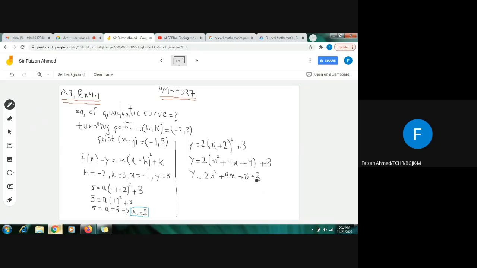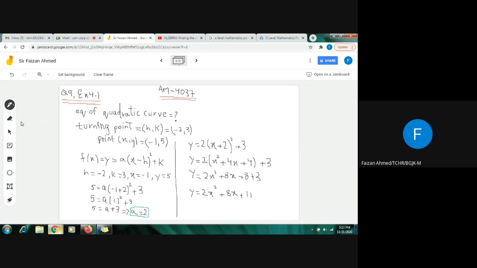So the final equation of the quadratic curve is y equals 2x² + 8x + 11, since 8 plus 3 is equal to 11. I just write 11 in place of the constant.